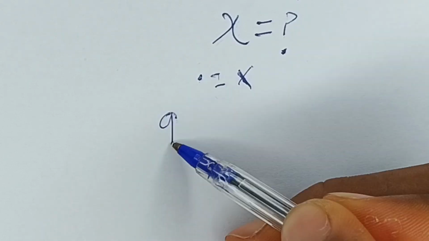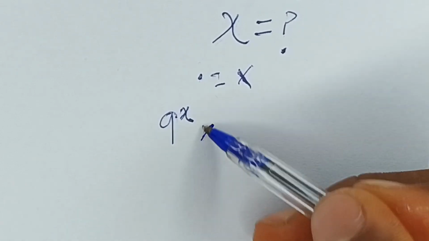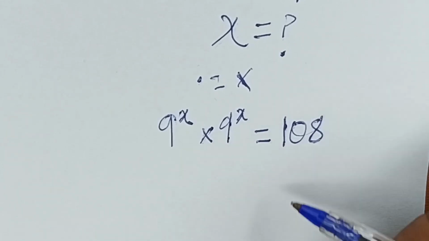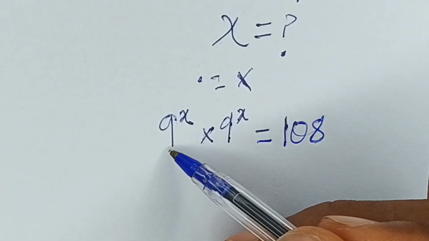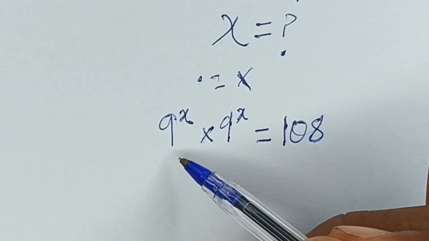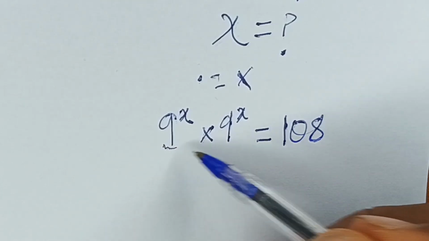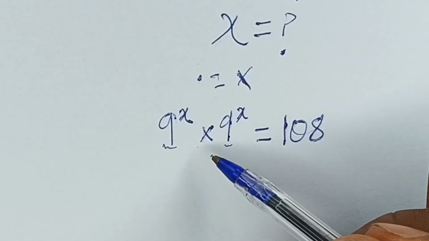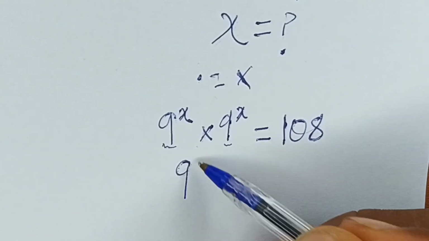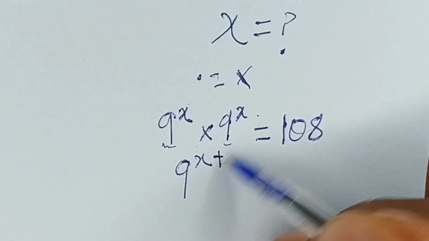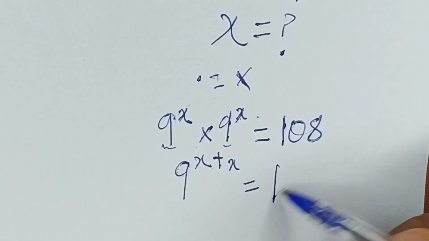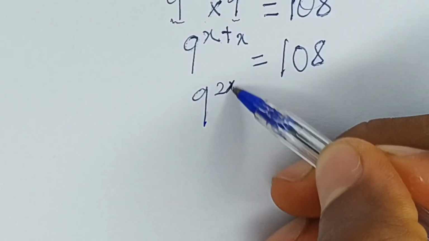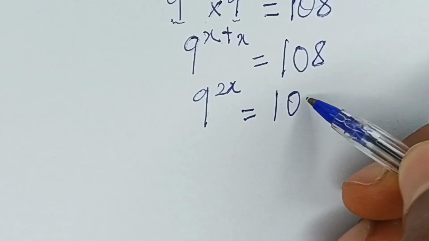Now, we can see that 9 raised to the power x, instead of the dot, will now be times 9 raised to the power x is equal to 108. Now this is an index. This is indices. And when you have a number, another number, and multiplication between them and they're of the same base, you add the powers. So this means 9 raised to the power x plus x is equal to 108. x plus x is 2x, so we have 9 raised to the power 2x equal to 108.